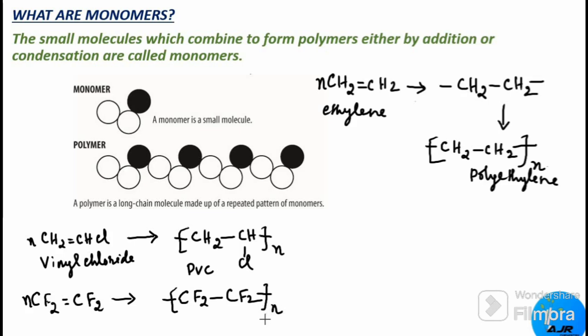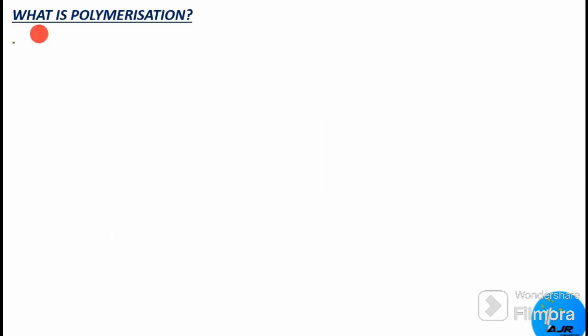So the name of this one is Teflon, but it is polytetrafluoroethylene. This polytetrafluoroethylene is also called Teflon. Likewise, we have so many examples of monomers. Understood? Now let us see what polymerization is.